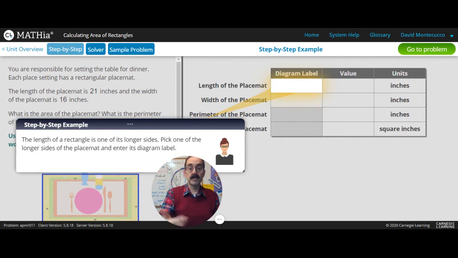Rise squared plus run squared equals the distance between 2 points squared. And now we're into area, length times width. So let's try this very first one. Now notice we have a solver button up here. Sometimes we're going to have some tough ones, okay?